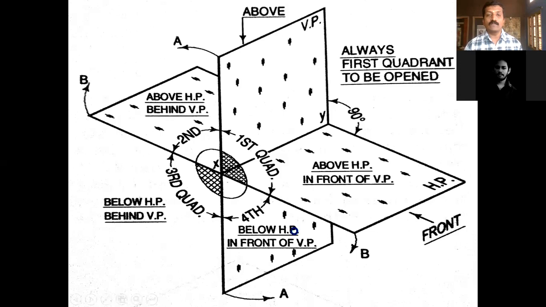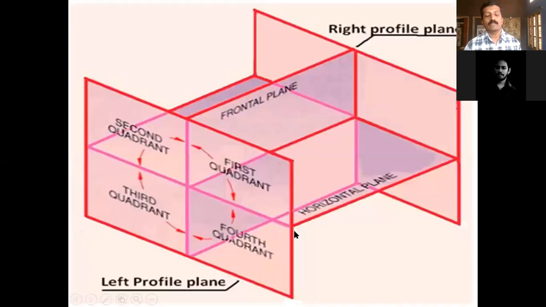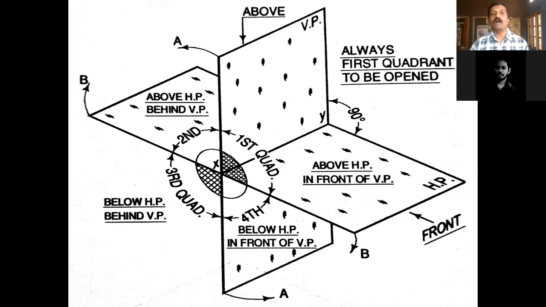Along with this, let me give the profile planes also. And one more thing: we assume that all these planes, the vertical plane, the horizontal plane, and including the profile planes, the left profile plane as well as the right profile plane, are transparent. Why? For example, the observer is standing here and the object is somewhere else here. Can you see the object? You cannot see the object.